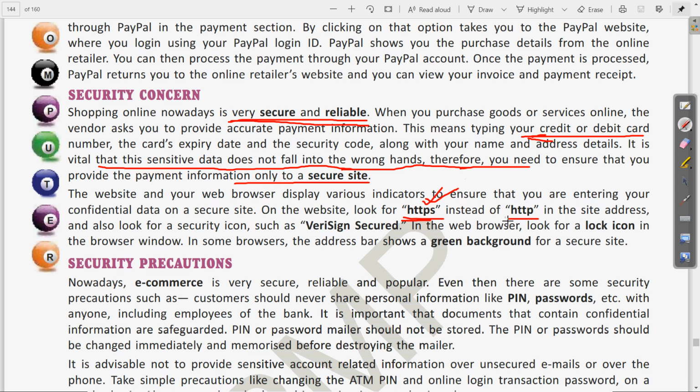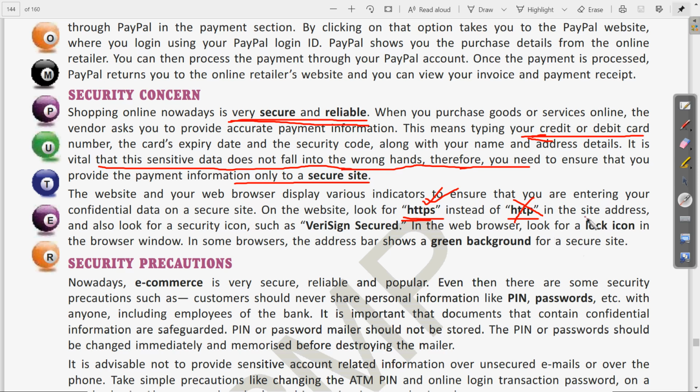Clear? So whenever we are using any website for the payment, it should be ensured that the website has HTTPS instead of HTTP. Clear? HTTP is the normal protocol which is used on any website for data transfer. But when there is any confidential information, if you are giving payment details, your banking details, then we should ensure that the website has an HTTPS connection. Clear? I will show you an example.